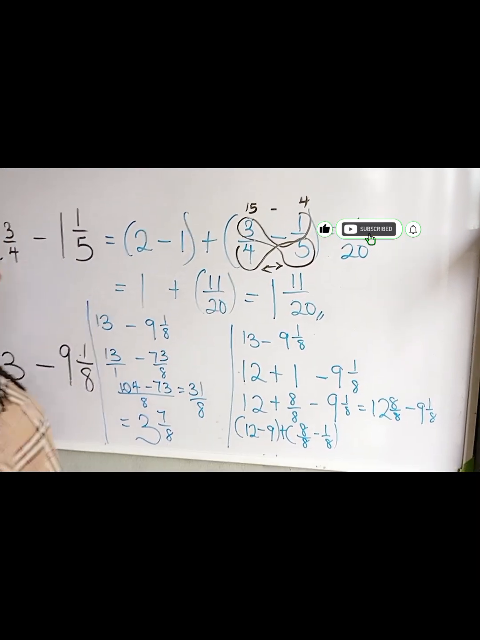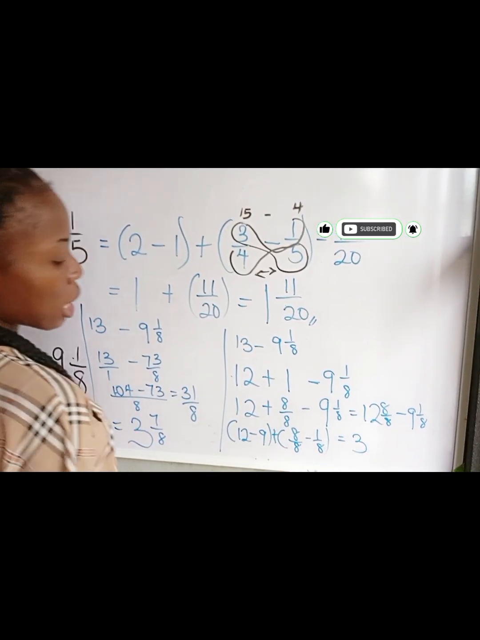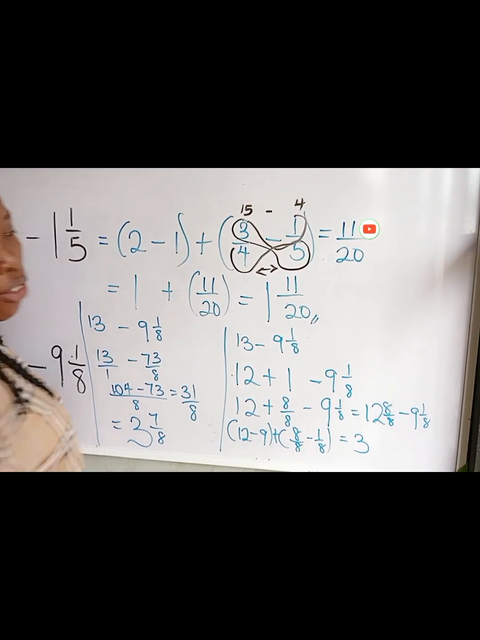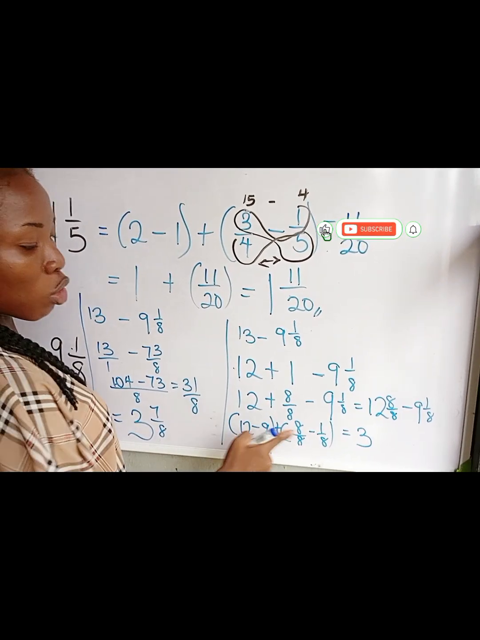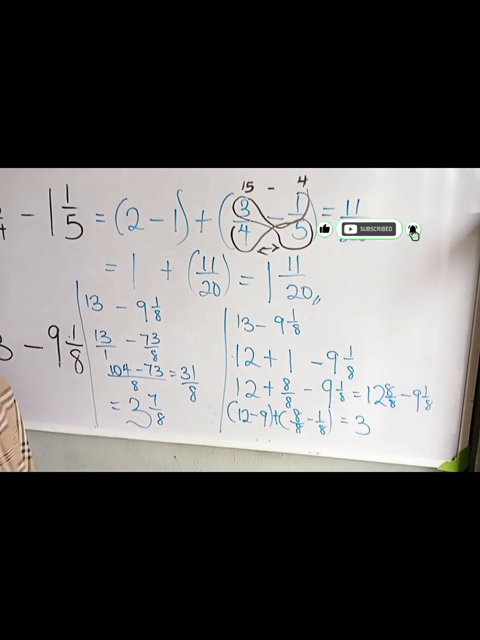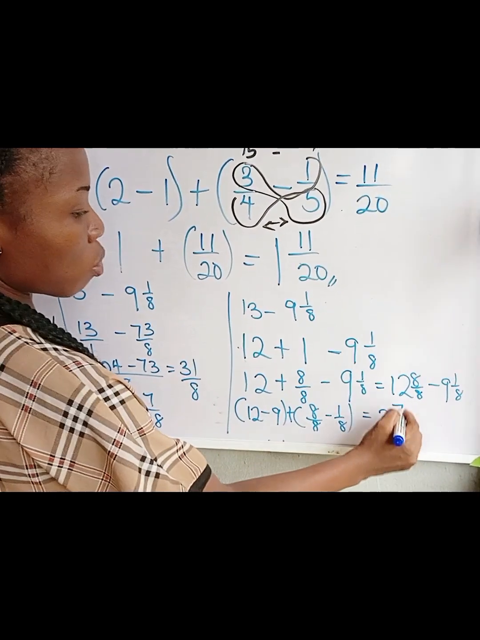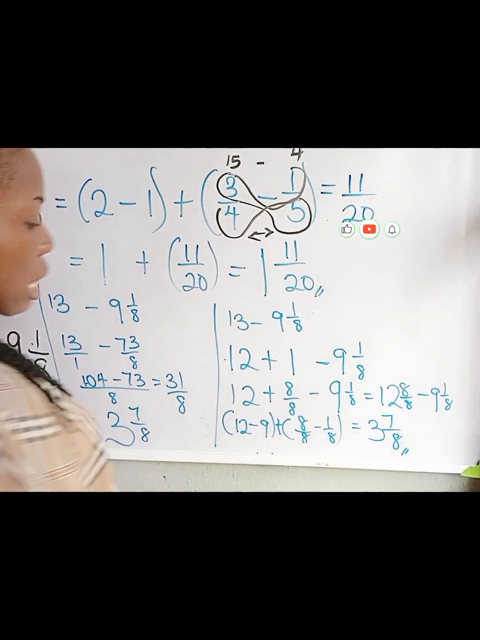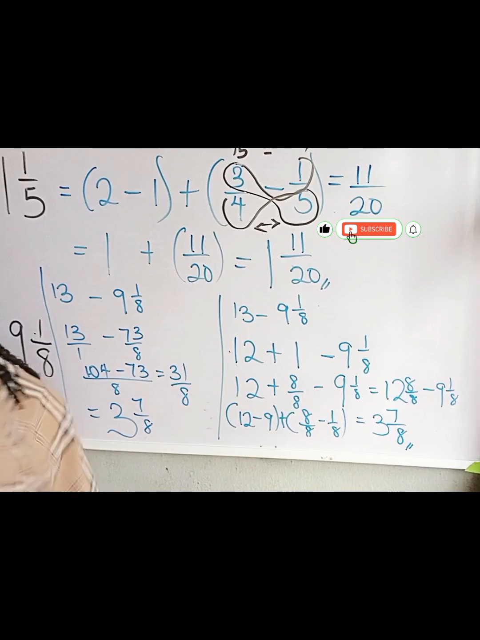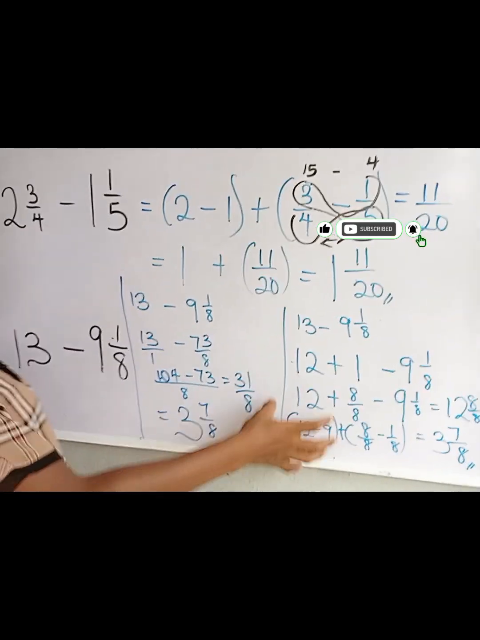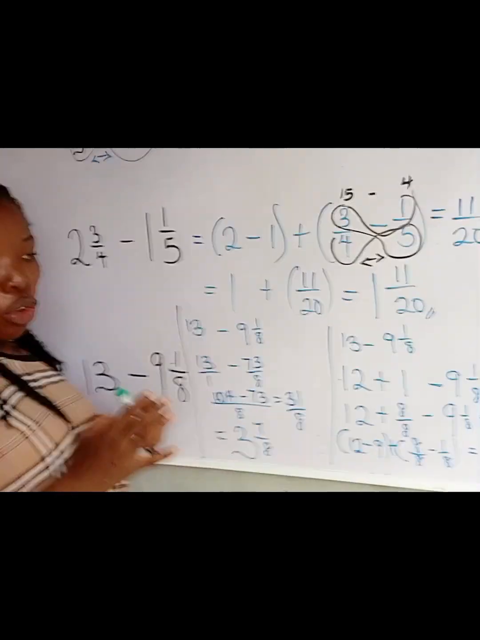So 12 minus 9 is going to give you what? 3. Now, since this is a like fraction, simply concentrate on your numerator. So let's subtract the numerators together. 8 minus 1 is going to be what? 7 all over 8. So can you see it's still giving you the same answer? So whichever method is simpler for you, you go ahead with it.